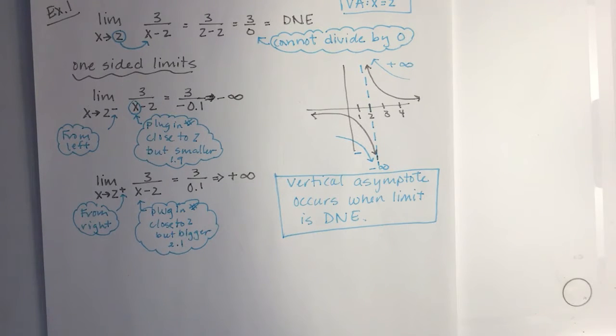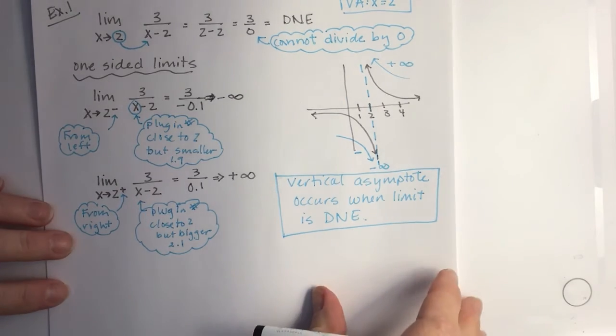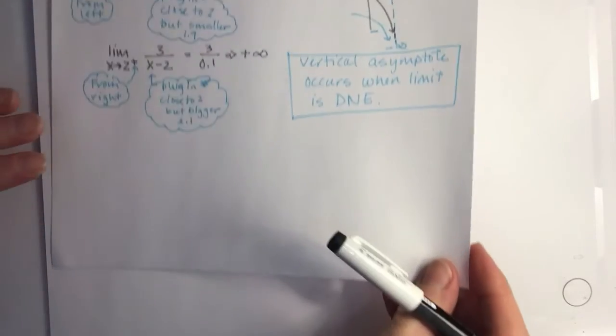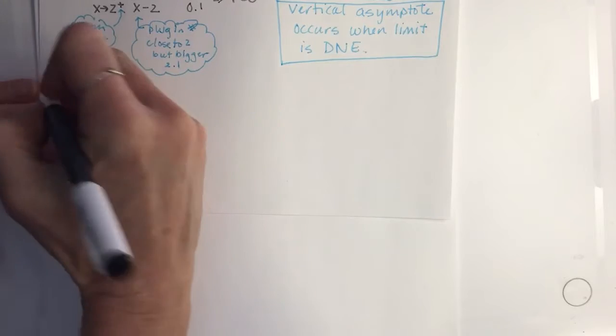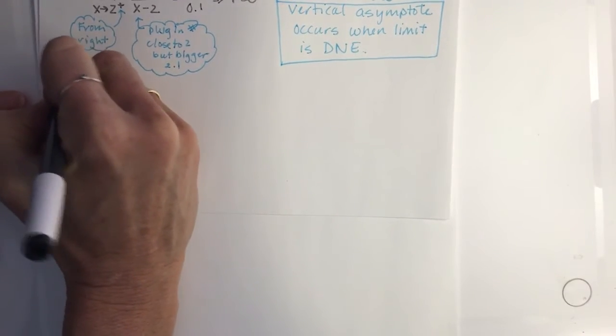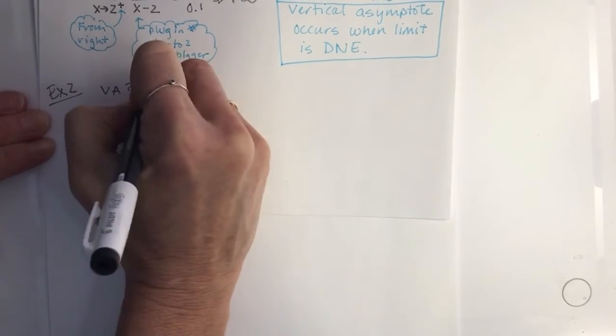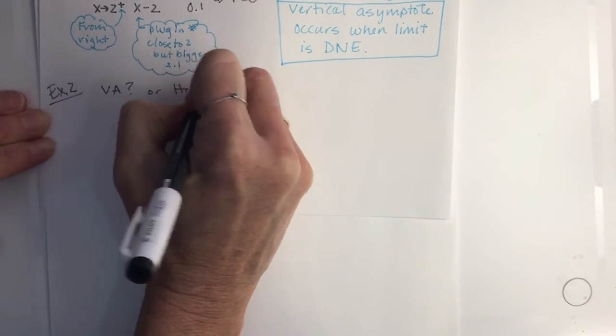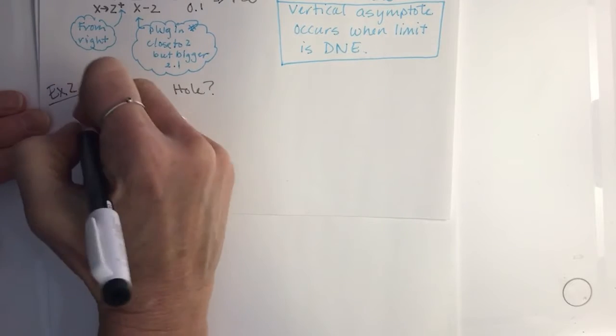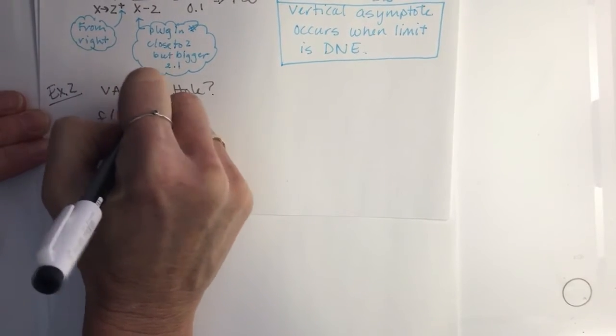How do we know if it's a vertical asymptote or a hole, right? So now we're going to do another example, a little bit more difficult, right? Is it a VA, vertical asymptote, or a hole? How do we know, right? Okay, so let's say we've got something a little bit more complicated.